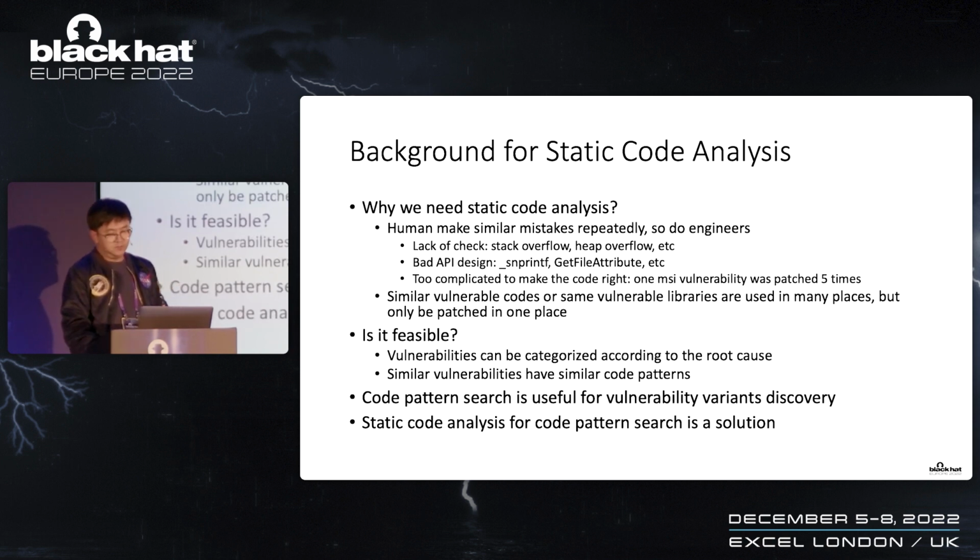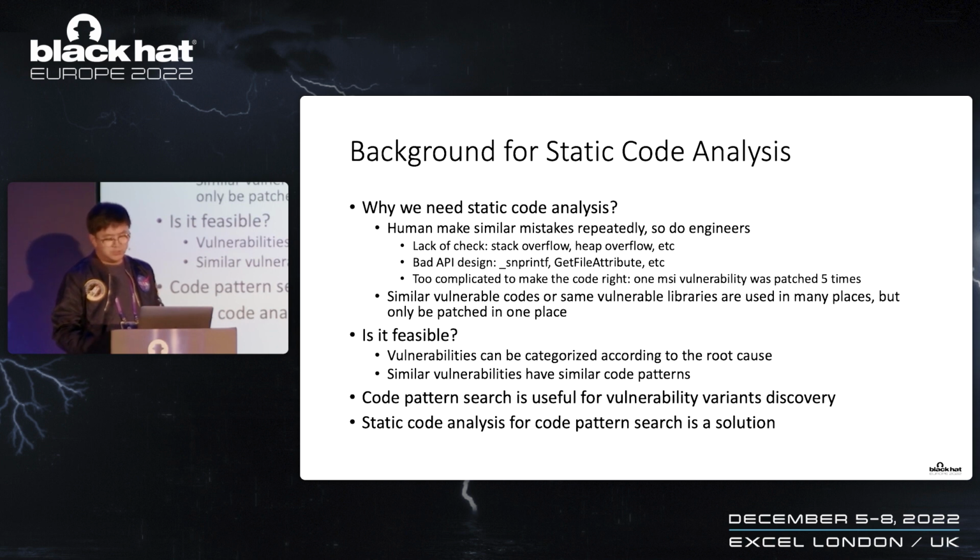Why do we need static code analysis? On one hand, developers make similar mistakes repeatedly. For example, there are a huge number of memory copy and string copy vulnerabilities. Most of them are caused by not carefully checking the copy length. Besides, there are some bad APIs, such as snprintf, that return unexpected lengths, which will be misunderstood or misused by developers. On the other hand, similar vulnerable code appears everywhere, but might possibly be patched in only one place.